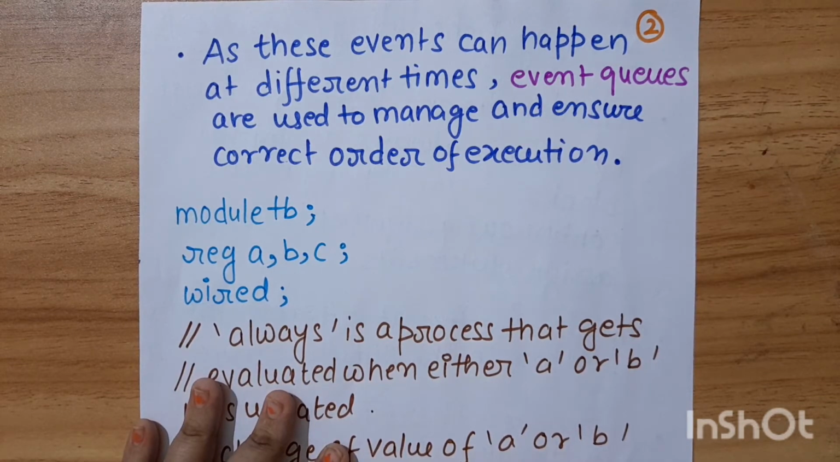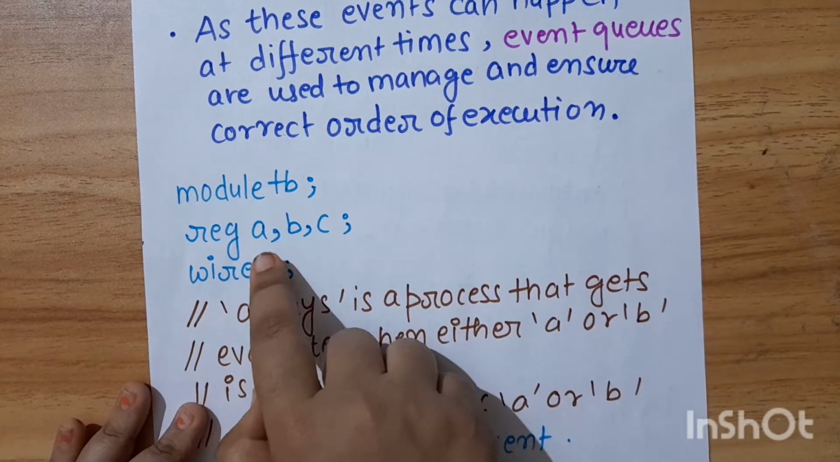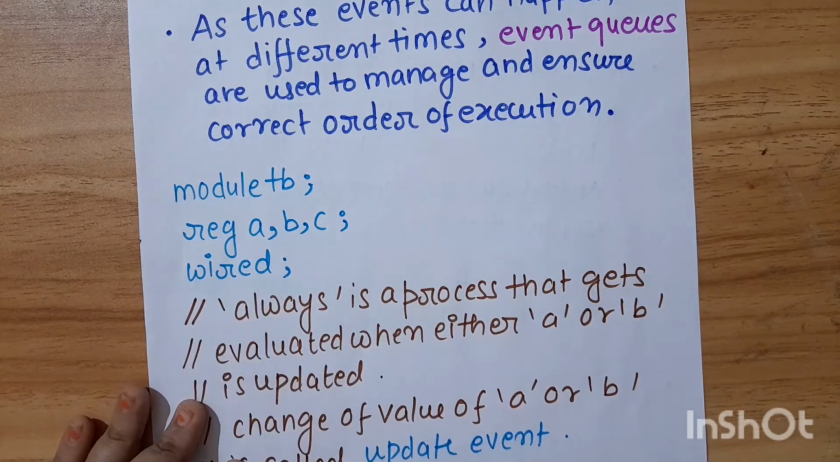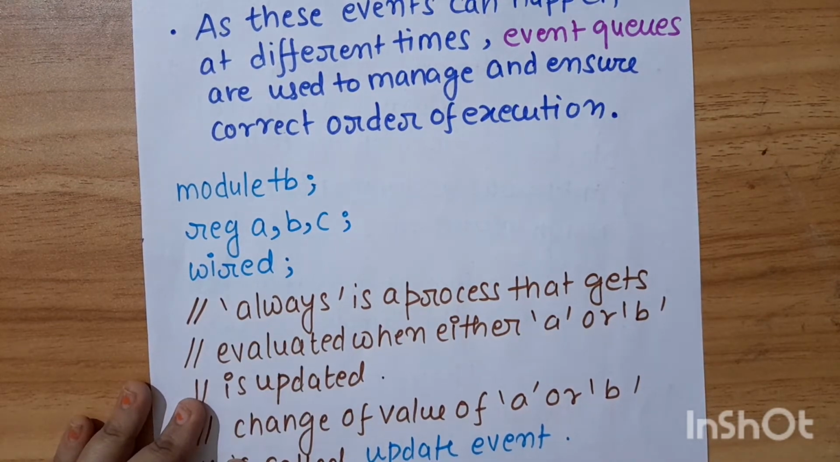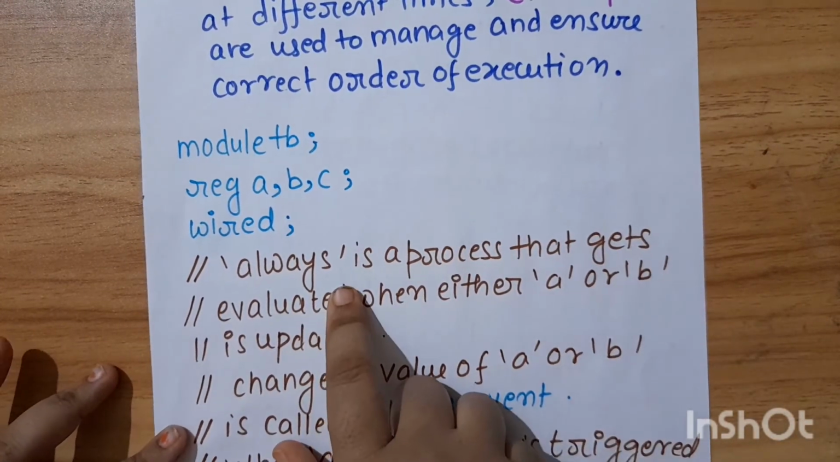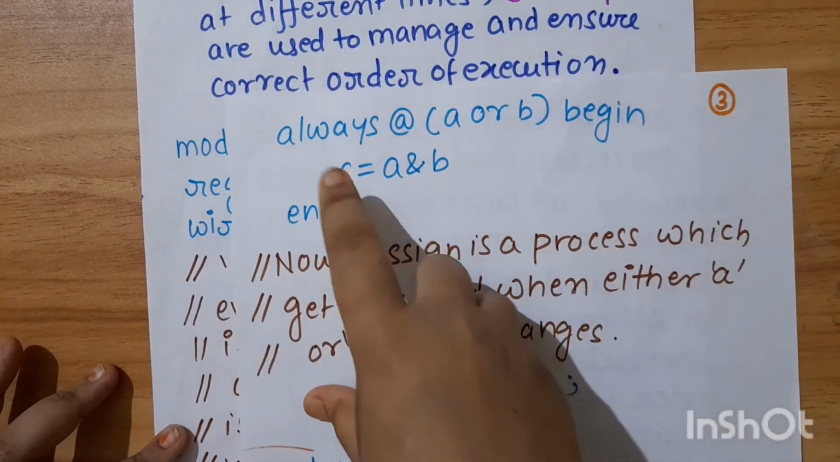The scheduling mechanism has already been mentioned in the standard Verilog documentation. So we have to code the Verilog code as per it. Module TB, reg A, B, C semicolon. A, B, C are three registers and D is of wire type, wire D semicolon. We are writing a test bench module. Inside the comments I have put: always is a process that gets evaluated when either A or B is updated. So here is the always block for the code.